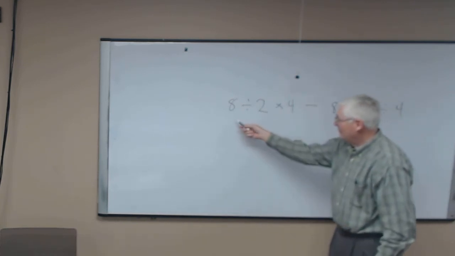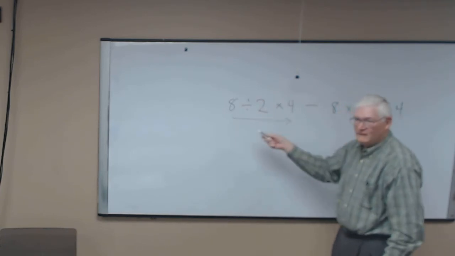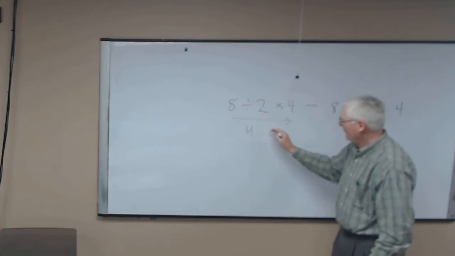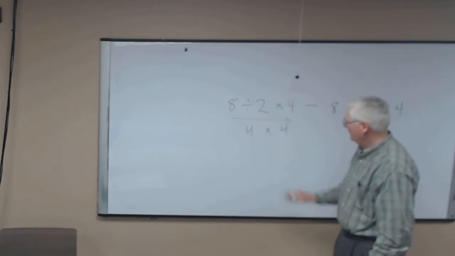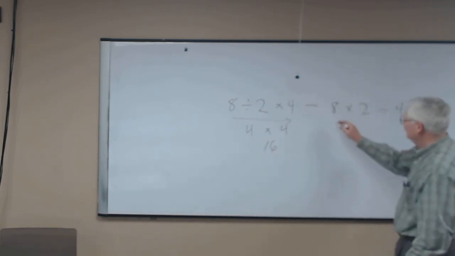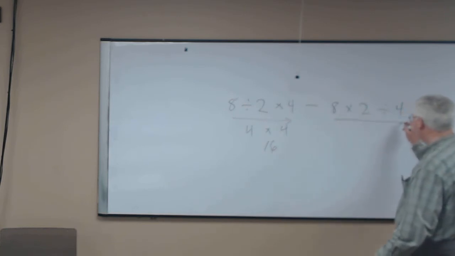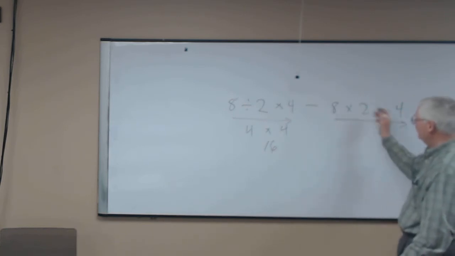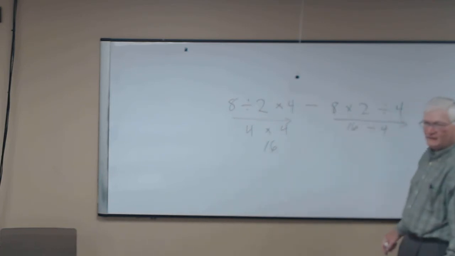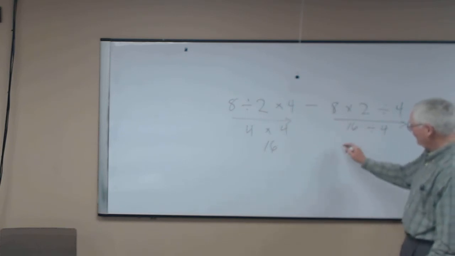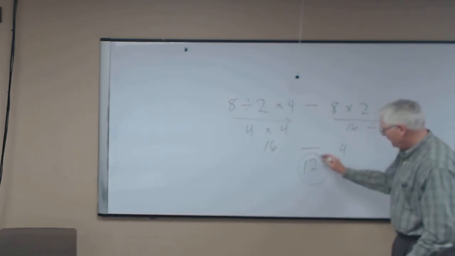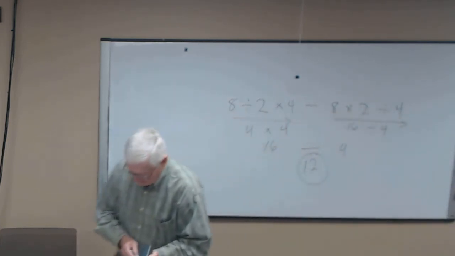So what do we say about multiplication and division? Left to right. What's 8 divided by 2? 4. What's 4 times 4? 16. Everybody follow that? What's 8 times 2 divided by 4? Left to right. What's 8 times 2? 16. What's 16 divided by 4? 4. What's 16 minus 4? 12. You see what's going on?